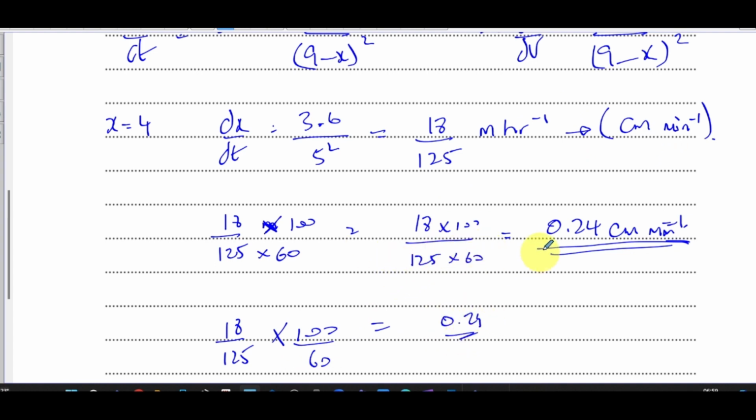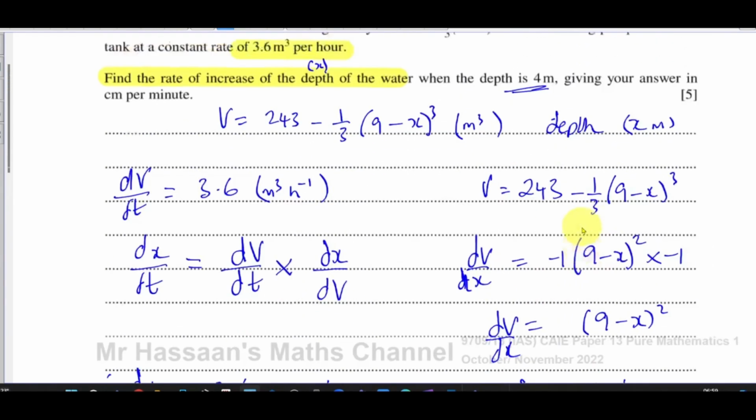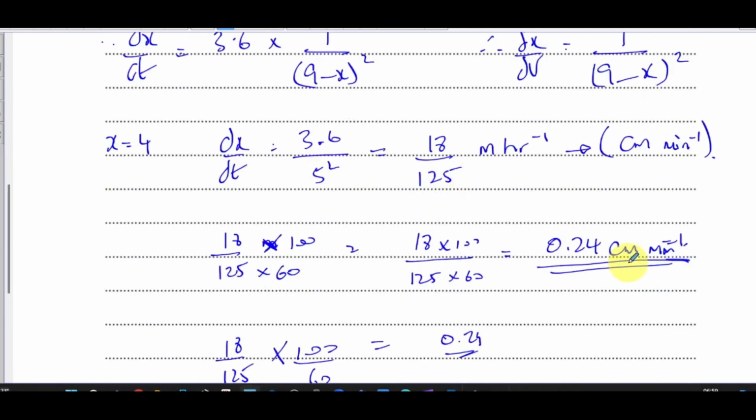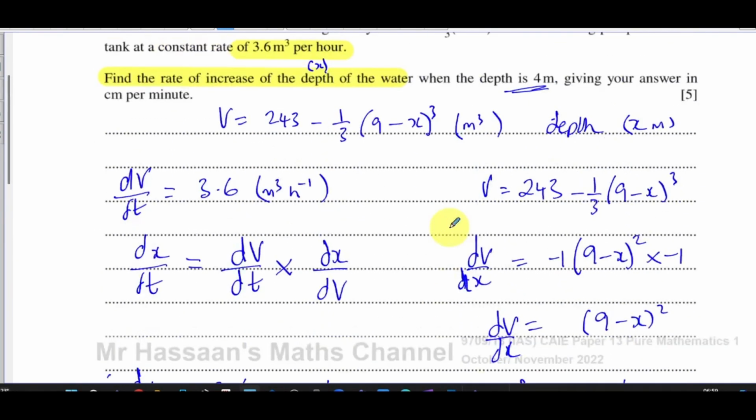But don't forget about that situation where you have to read the question carefully. Okay, give your answers in centimeters. I'm sure many people didn't even read that part and they lost marks. Okay, so there's the answer to that question.